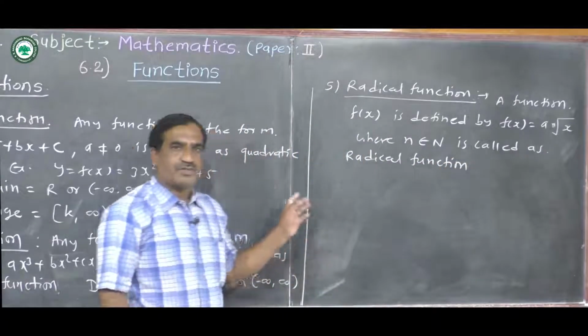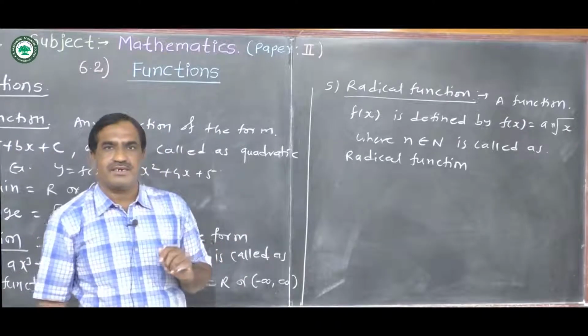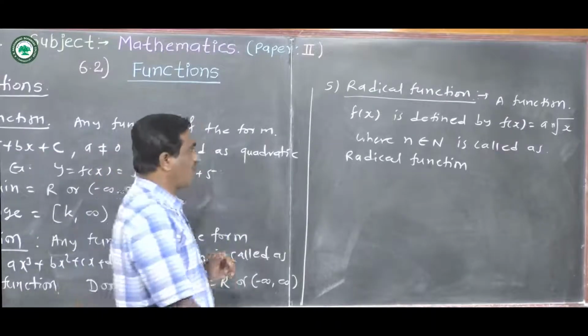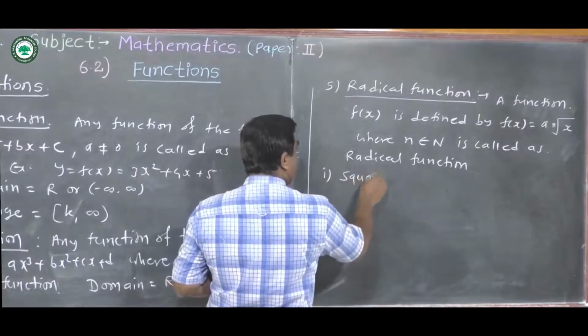In a radical function also there are two types. Number first is square root function and second is cube root function. Now first, the square root function.